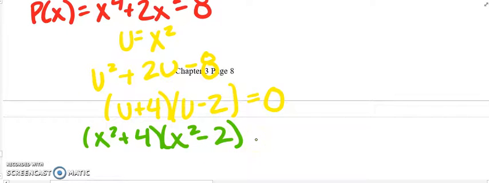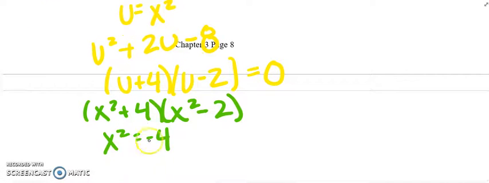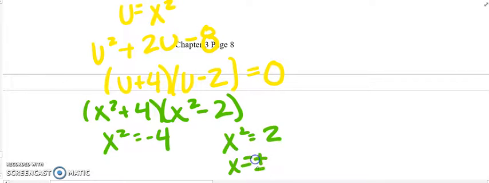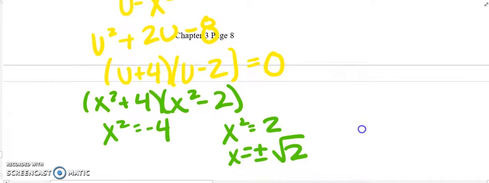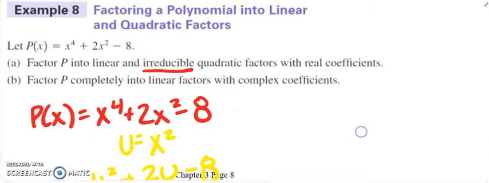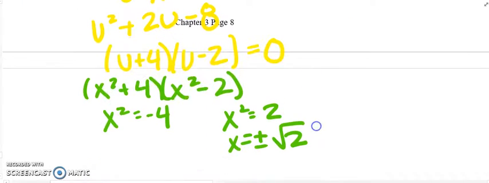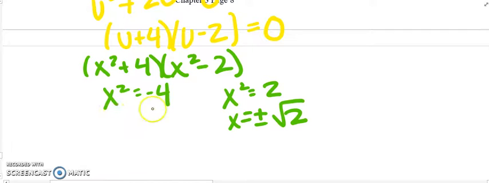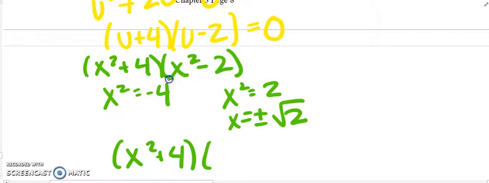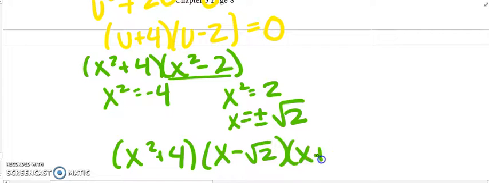So what I would do is say, okay, well, x squared equals negative 4. I'm going to get an imaginary there. And then x squared equals 2. That's not imaginary. Plus or minus, it's irrational, but it's not imaginary. So if I am only doing the irreducible quadratic factors, so linear and irreducible quadratic factors, that doesn't account for my imaginary. Since this is going to give me imaginary, I can keep that. But then this factors, right, here's my zeros, x minus the square root of 2, x plus the square root of 2. So that's your answer to A.